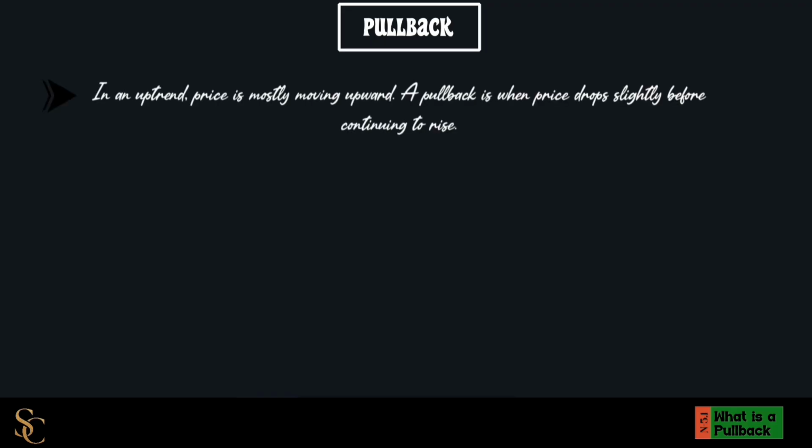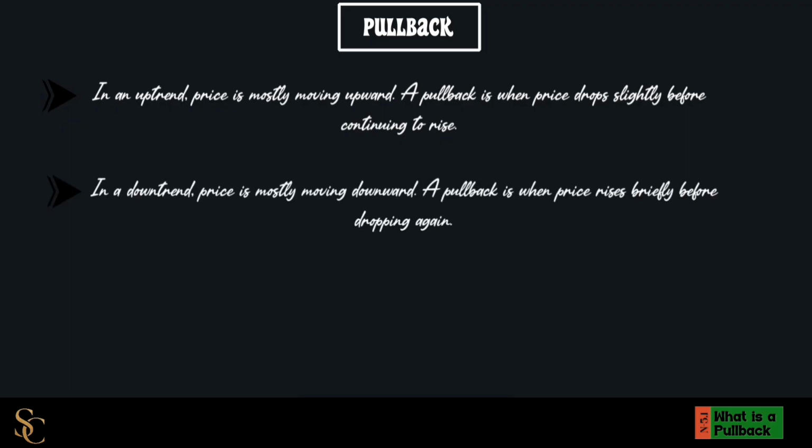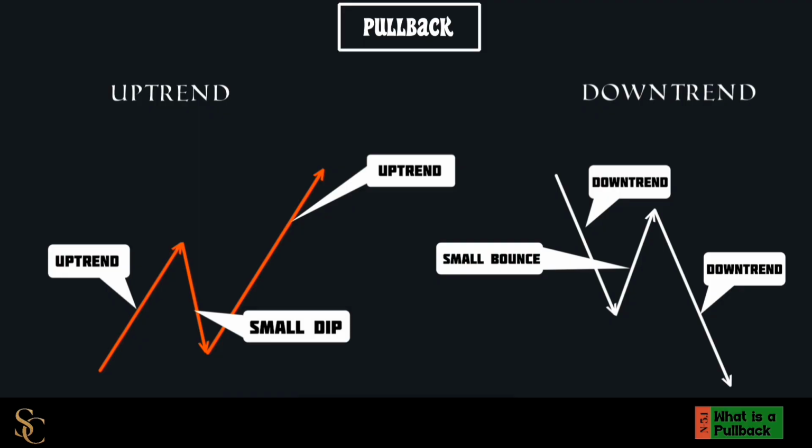In an uptrend, price is mostly moving upward. A pullback is when price drops slightly before continuing to rise. It's like the market taking a small step back before taking another big step forward. In a downtrend, price is mostly moving downward. A pullback is when price rises briefly before dropping again. It's a small bounce before the next move down. Think of it like this: uptrend, small dip, continues up. Downtrend, small bounce, continues down.